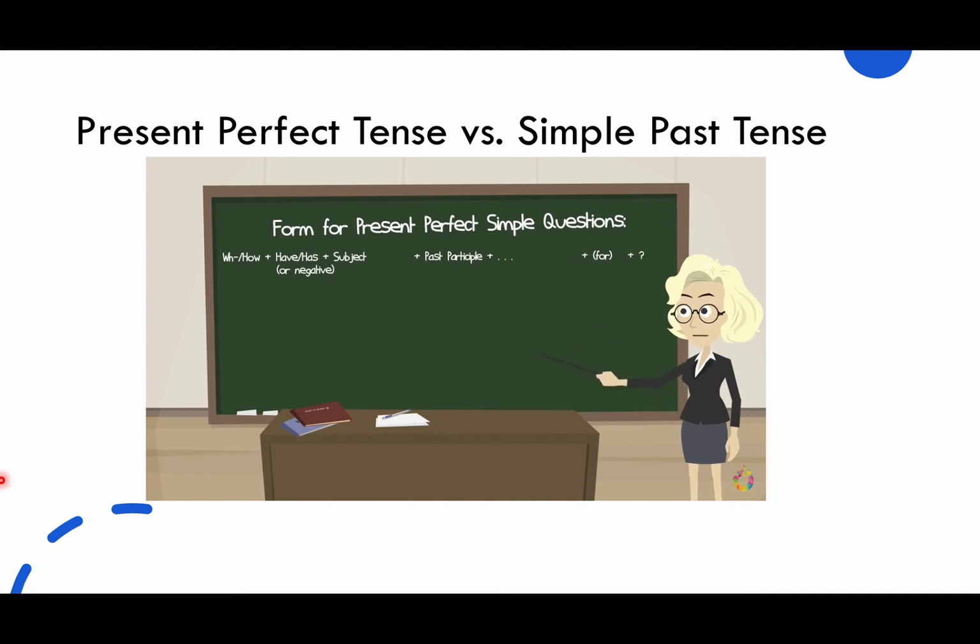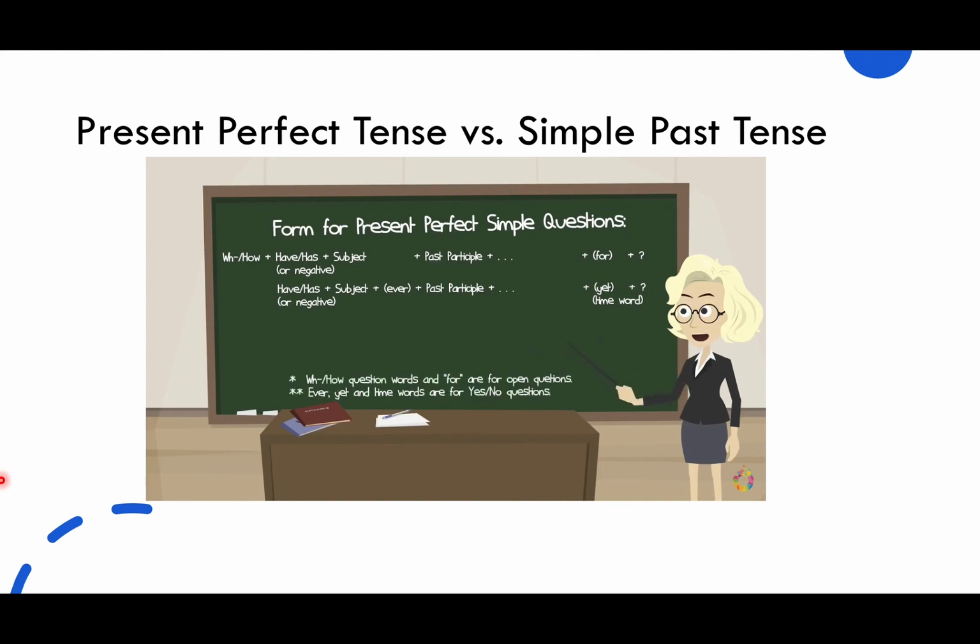For yes/no questions, the form is have, has, or the negative form plus the subject plus ever, which is optional, plus the past participle plus whatever you want to say plus yet or a time word. Again, these are optional. Remember, WH and how question words and for are for open questions. Ever, yet, and time words are for yes/no questions. Let's have a look at some examples.